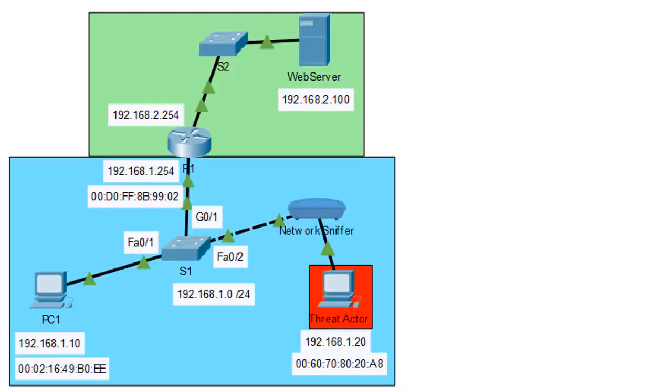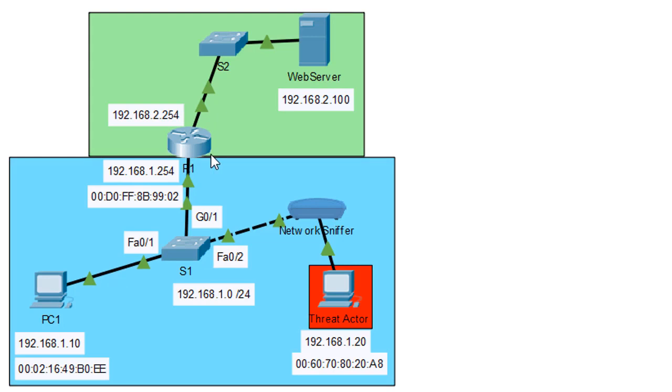Welcome to ARP spoofing. This is gonna be great. To get started, I've got PC1 here that wants to communicate to the web server. PC1 is on the 192.168.1.0 network. The web server is on the 2.0 network. For PC1 to get there, we've got to make our way through this router, which is R1.